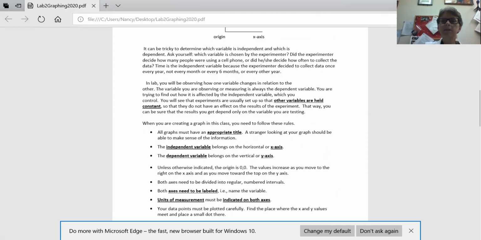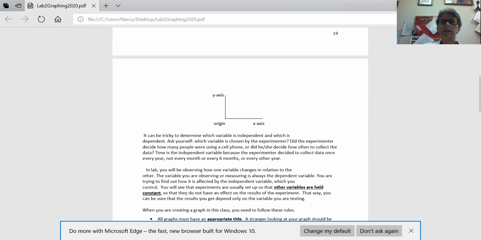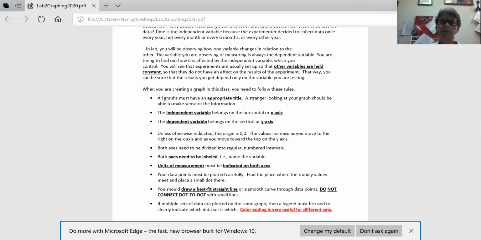And then when you're constructing a graph, a couple of things you always have to have on a graph. You have to have a title that's appropriate to the data you're graphing. You have to have labels on each axis. So for example, with our data up here, my x-axis would be time, and then you have to include units. So you'd put in parentheses years. My y-axis would be number of people, in parentheses, in thousands. Okay? So you have to label the axis, you have to give it a graph.